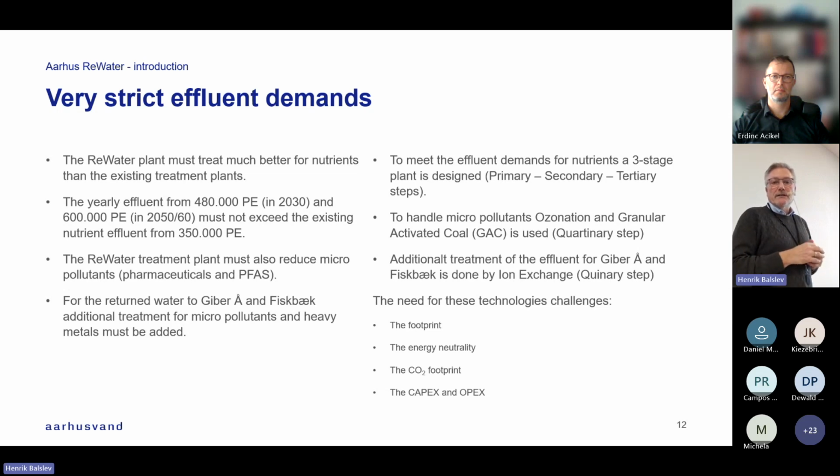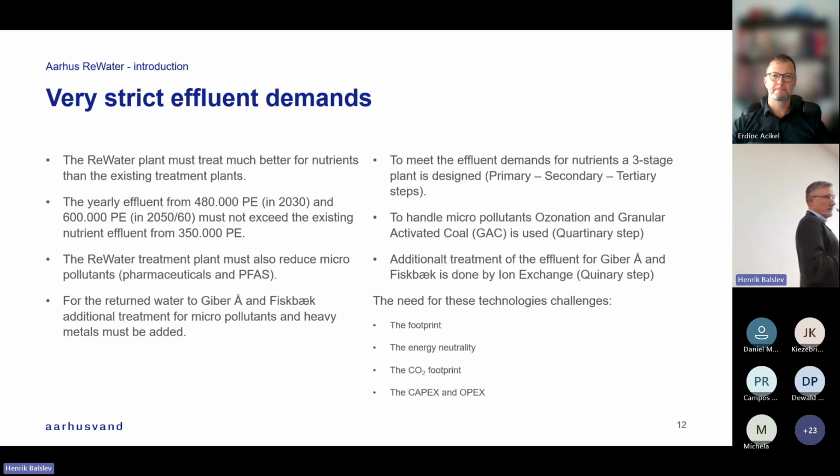So to meet the effluent demands for nutrients, we have a 3-stage plant consisting of primary, secondary, and tertiary treatment. And to handle the micropollutants, we have ozonation and granular activated coal for the quaternary step. And then for this small amount of water returned to the creeks, we also have treatment by ion exchange. So it's quite advanced treatment. And this is quite challenging because it has a very high impact on the plant footprint, on the energy consumption, on the CO2 footprint, and of course on the capex and opex. So it's really demanding to have all these strict effluent demands.